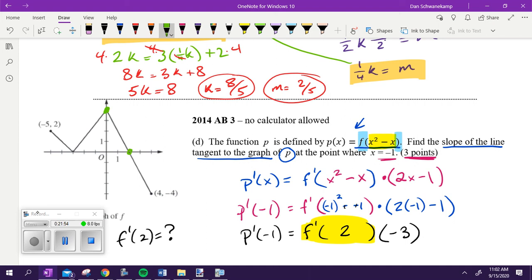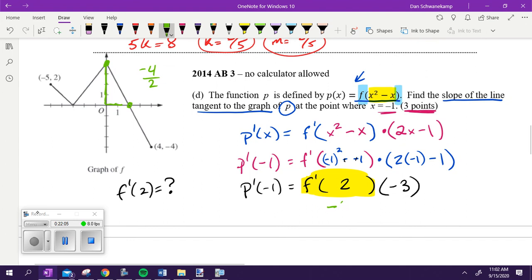To go from here to here, I'm going down 1, 2, 3, 4. I'm going over 1, 2. Down 4, over 2, rise over run. It is negative 4 halves, otherwise known as negative 2. That's negative 2. This is negative 3. My answer is 6. That would be the third point.